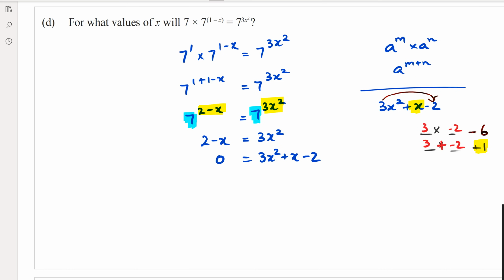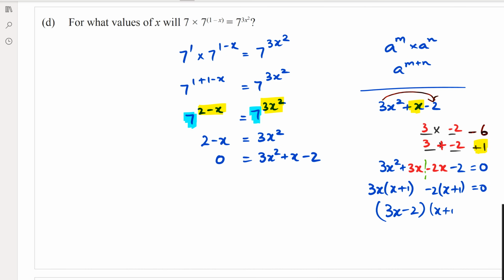And that should be plus. And 3 plus negative 2 is positive 1. So when we rewrite this, we're going to write this as 3x squared plus 3x minus 2x and minus 2 equals 0. So then we do that partial factorizing by parts. So we're going to get 3x(x plus 1) and then minus 2(x plus 1) equals 0. So our two factors are 3x minus 2 and x plus 1 equals 0.